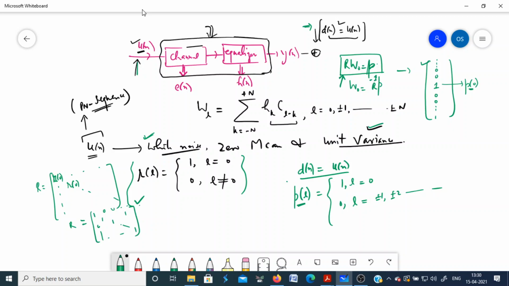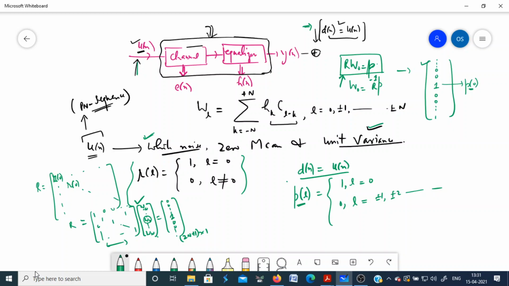Isn't it? So if you multiply this R with the filter weights to get this matrix P, in P I have zeros, then 1, then zeros. Here I will have filter weights W minus N, W0 up to WN. So this is 2n plus 1 rows into 1 column, and R is 2n plus 1 into 2n plus 1. If you solve this equation, you will get only one point where W0 will be equal to 1, and the rest all will be zeros.